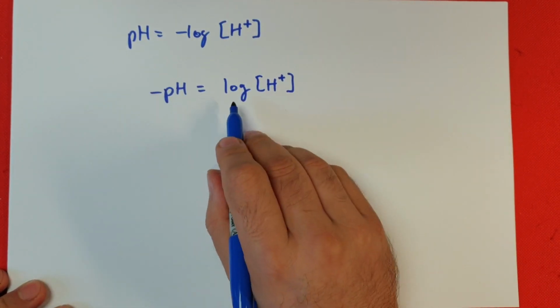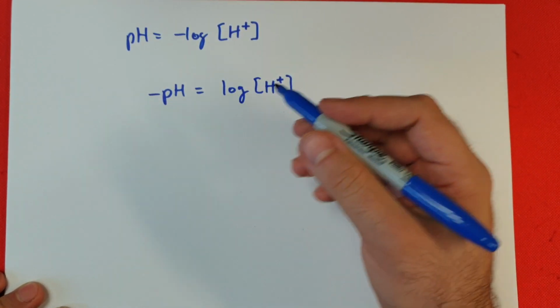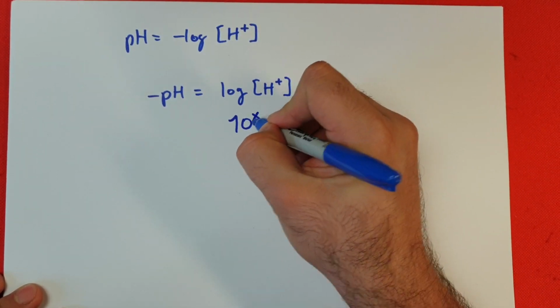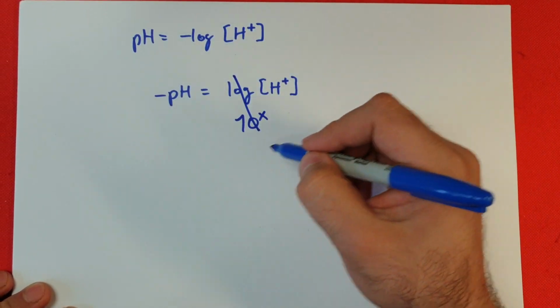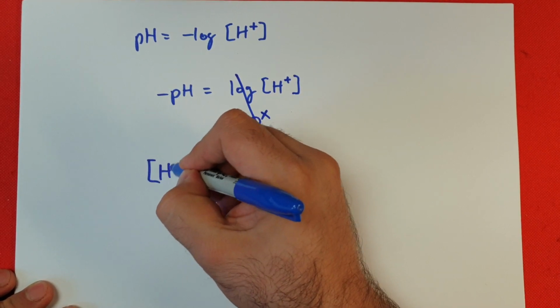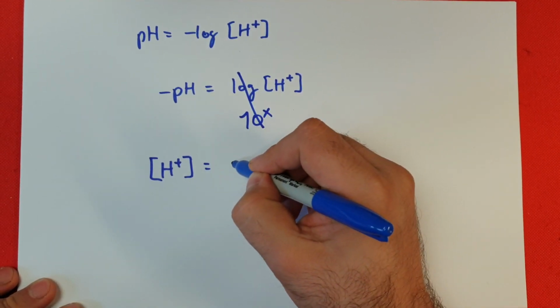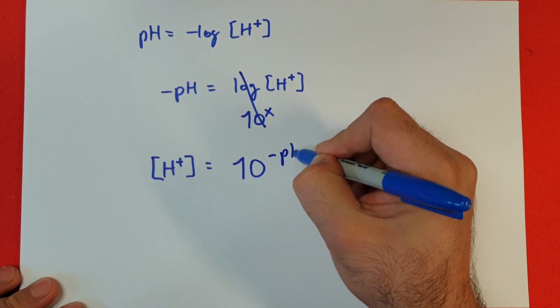Next step, how do we get rid of the log? With a 10 to the, right? 10 to the x is what we're going to do. So once we do 10 to the x, we cancel this out, and we're going to get that hydrogen concentration is going to be equal to 10 to the negative pH.